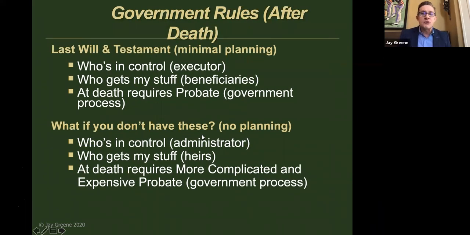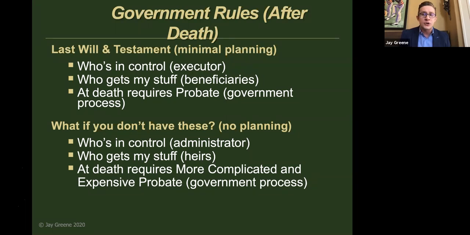So then the government rules after death. With base planning, we talk about a last will and testament. That's go name who's in control. We've picked this person if we're doing the planning, so that's going to be our executor is in the will. So that's who's going to control how this gets to everybody. Who gets your stuff is your beneficiaries. So you can name whoever you want to receive your stuff in your will.